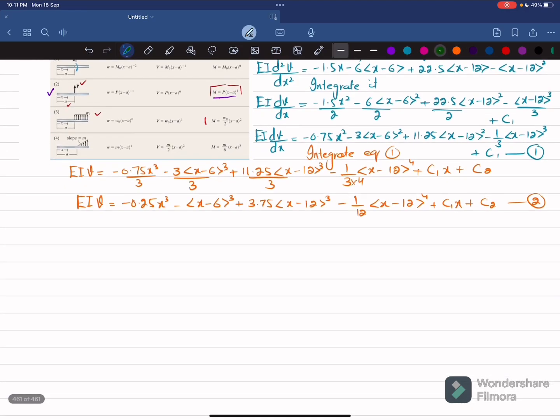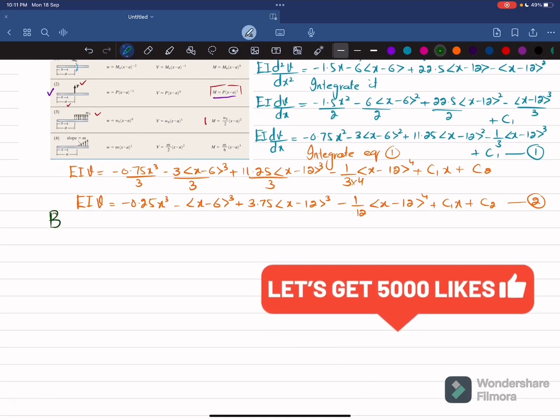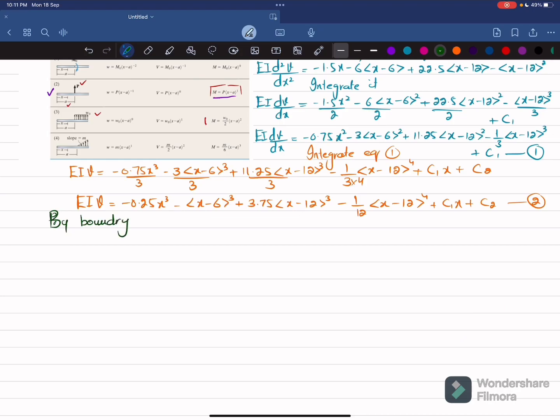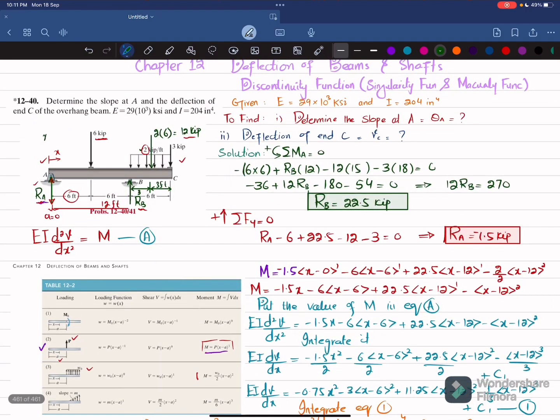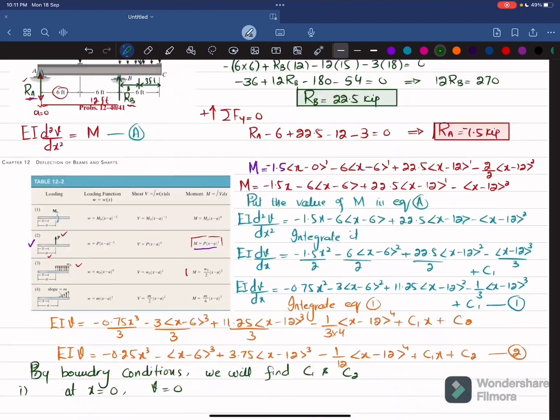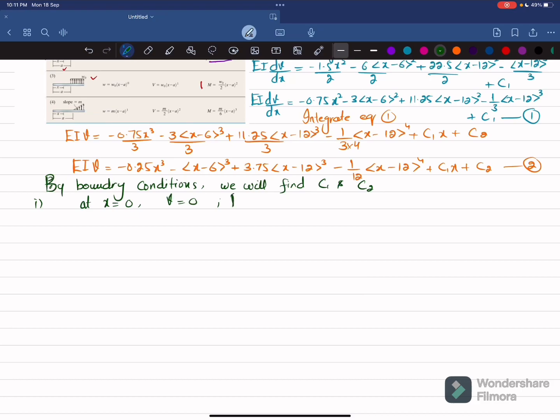So for finding C1 and C2, these are unknown constants of integration, by using boundary conditions, we will find C1 and C2. So what are the boundary conditions? The first boundary condition is that at x = 0, deflection is equal to 0. So let me show you here, x = 0. You can see this is a pin support, so deflection will be equal to 0. So what we will do is put it in equation number 2. Why? Because equation number 2 is about deflection.